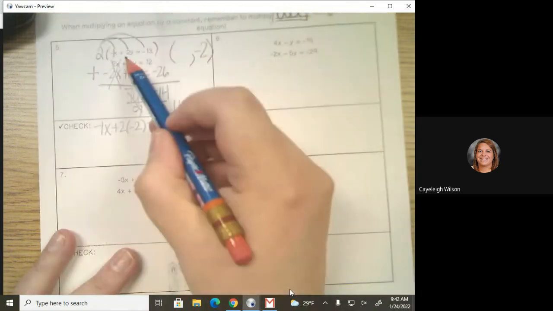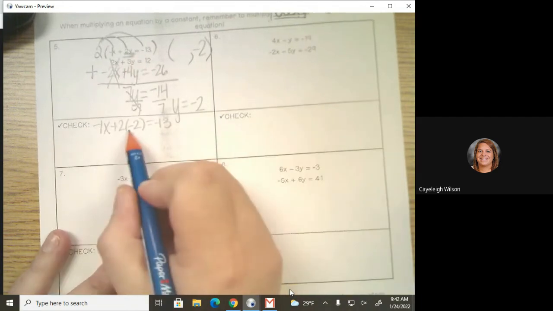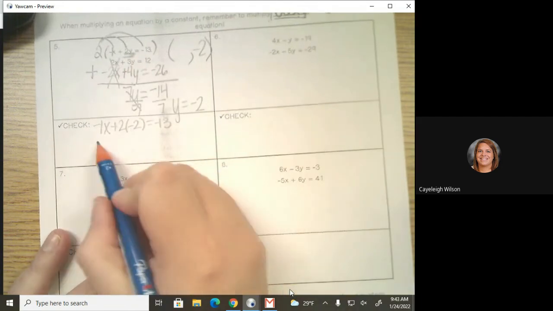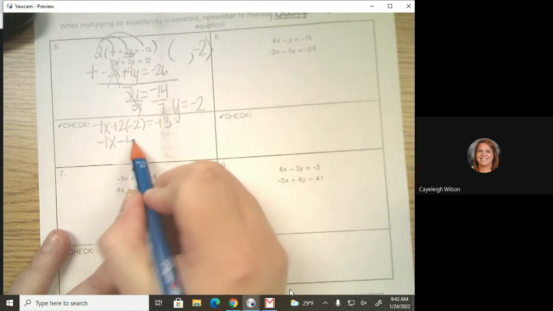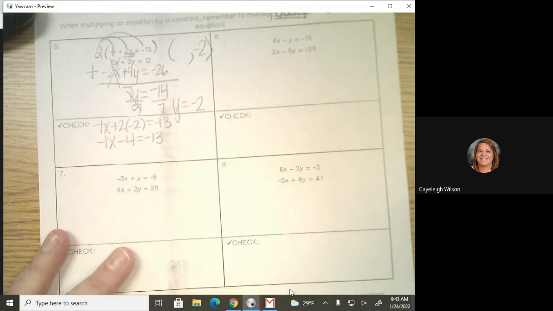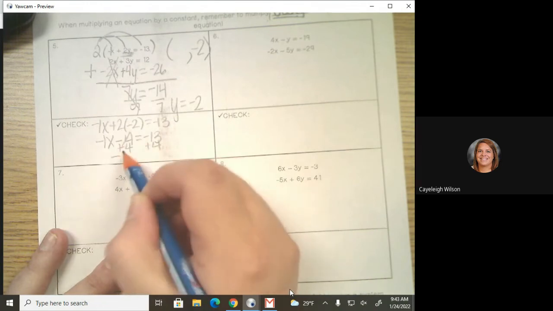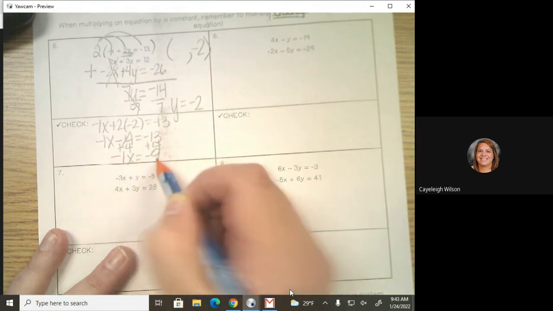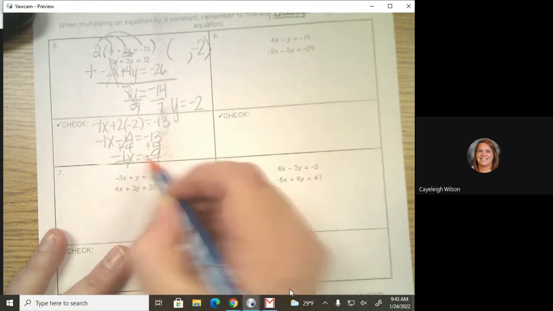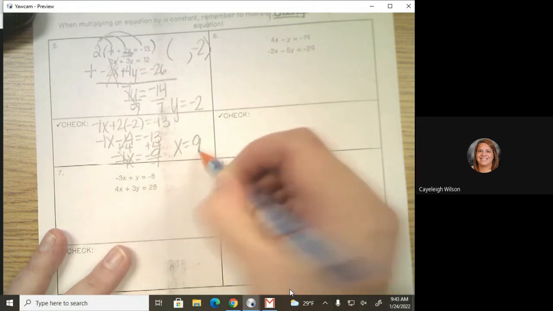All right, I'm plugging mine in the first one. So I did 2 times negative 2. So that's negative 1x minus 4 equals negative 13. I'm going to add the 4. So negative 1x equals negative 9. Divide by negative 1, and x equals 9.